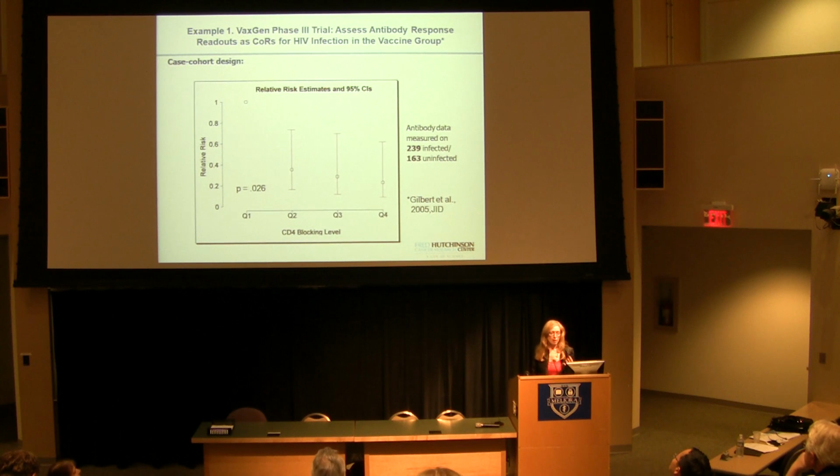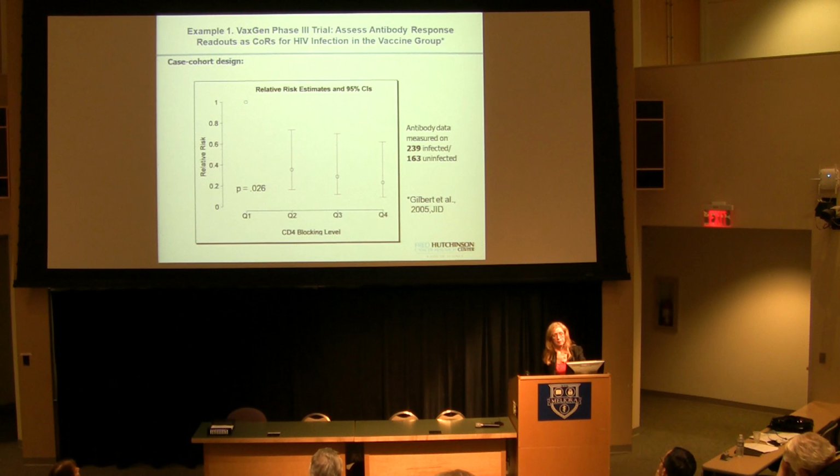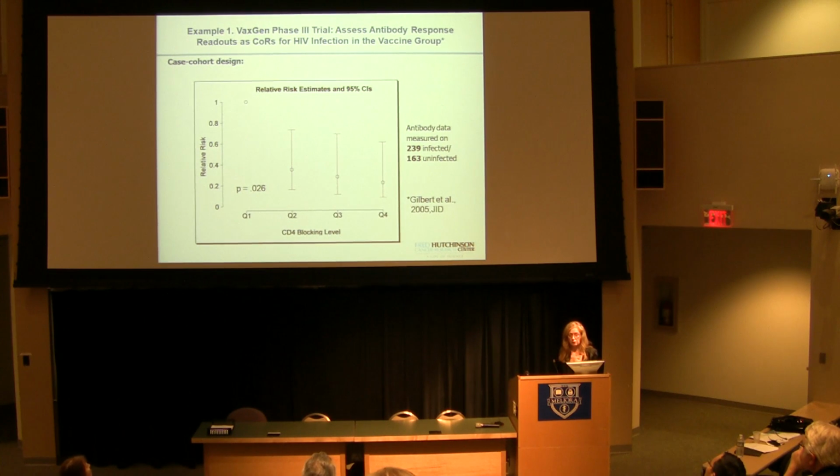And here's an example of looking at a correlate of risk. This is from the VaxGen phase 3 trial that many of you are familiar with. I was on the DSMB of this trial, which was an interesting experience. But the VaxGen trial, they looked at antibody response for different correlates of risk for HIV infection in the vaccine group. I think it's interesting, given how bad the vaccine was, that so many publications have come out of the analysis of this study. But if we look at this, what you see here in this graph is the 4 different quintiles by CD4 blocking level that they measured in the blood, so Q1, Q2, Q3, and Q4. And the relative risk, we're looking just now in the vaccine group, and it was looking at antibody data measured on infected and uninfected vaccinees only.